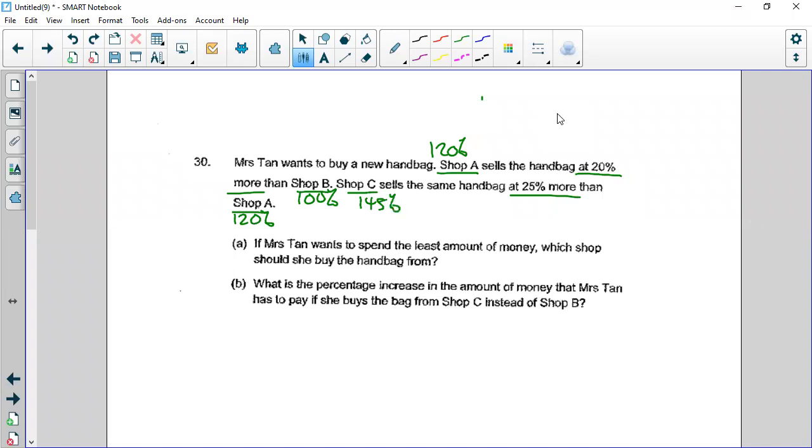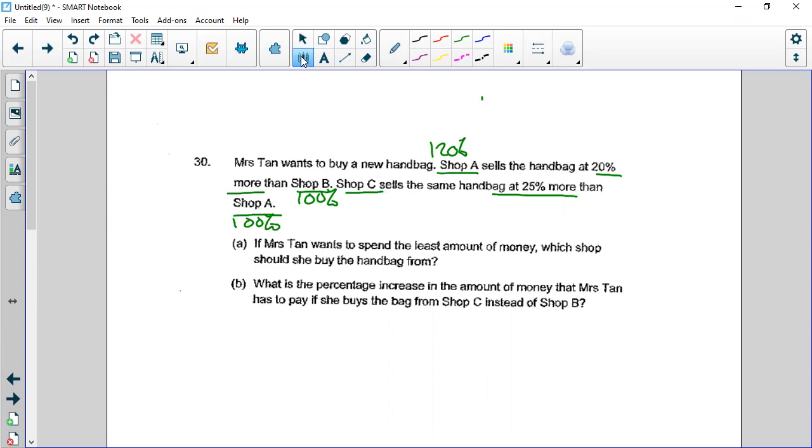If you do that, it's a major mistake because you must always start with 100% before you can plus or minus. Right? You must always start with 100% before you plus or minus. So you cannot do it this way. We're going to erase this part, and your shop C sells the same handbag at 25% more than shop A, which is your new base.